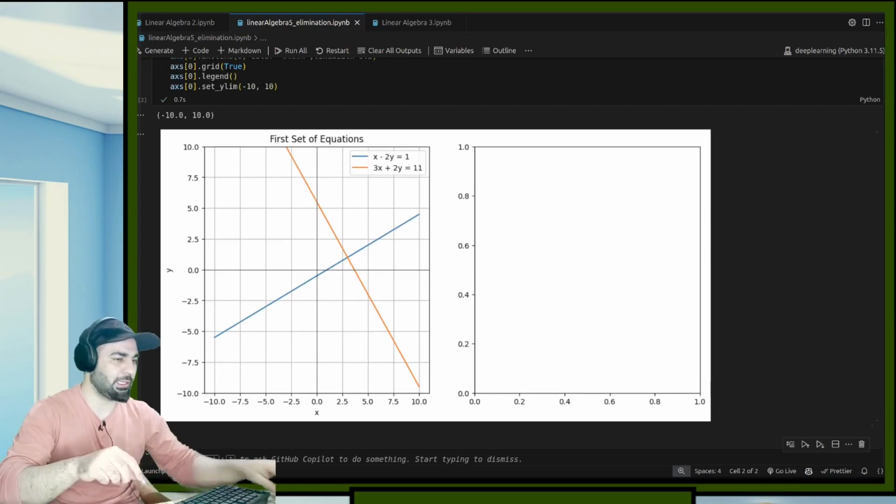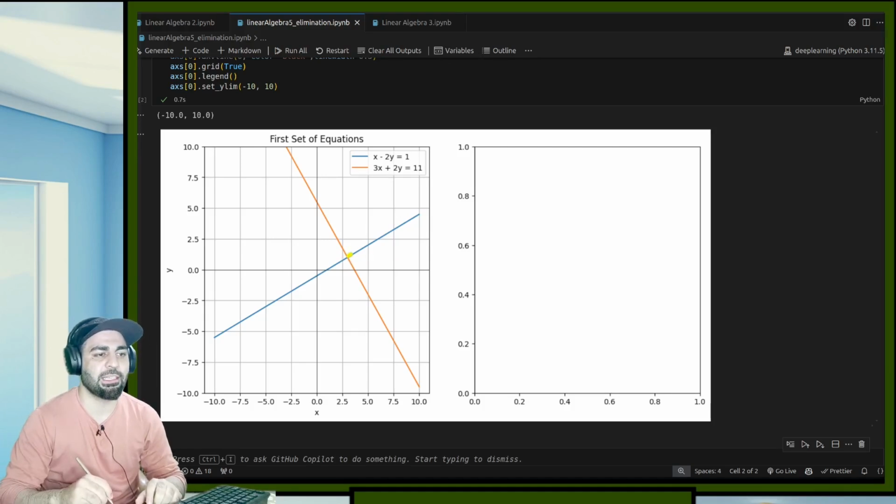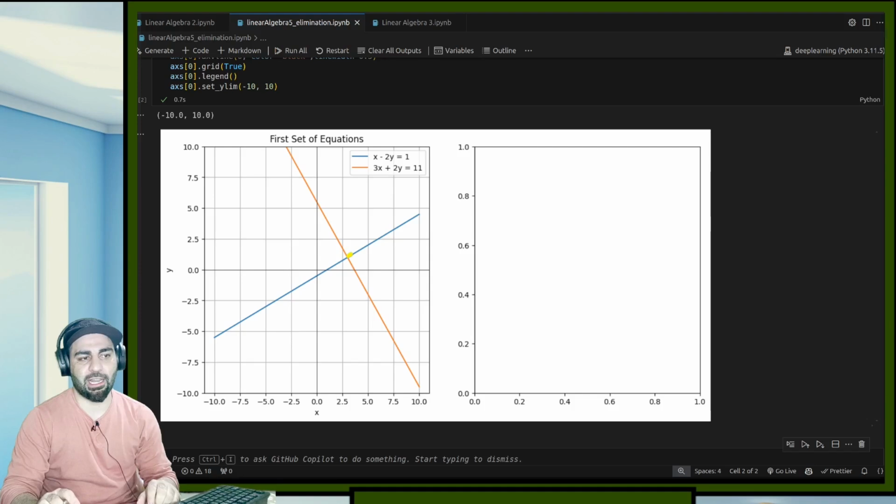Okay, this is what the row picture looks like. So they intersected at this point. Okay, these are the set of equations I had. So I had this equation.